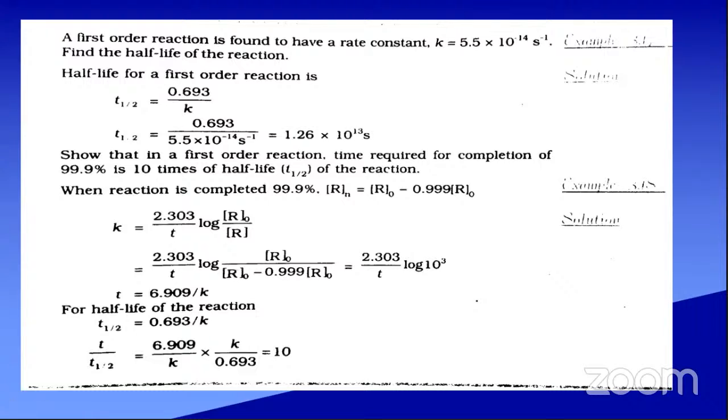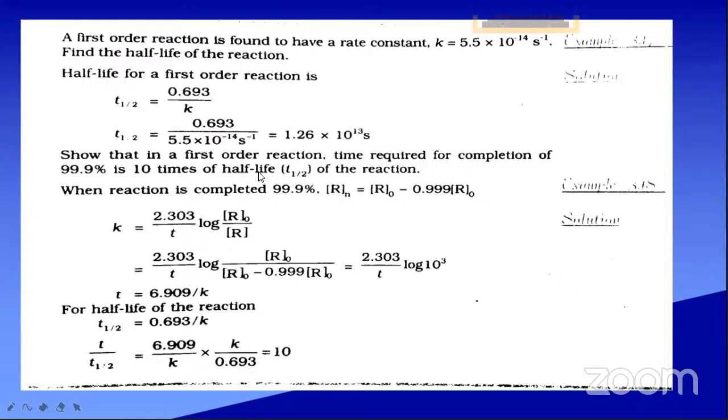What equation do we know? According to the mathematical equation, T half equal to 0.693 by K. This is the equation regarding the interrelation between the T half of a first order reaction and the rate constant. Simply we have to substitute the K value in this equation. T half equal to the constant value 0.693 divided by K. What is K? 5.5 into 10 power minus 14 second inverse. So T half equal to 1.26 into 10 power 13.